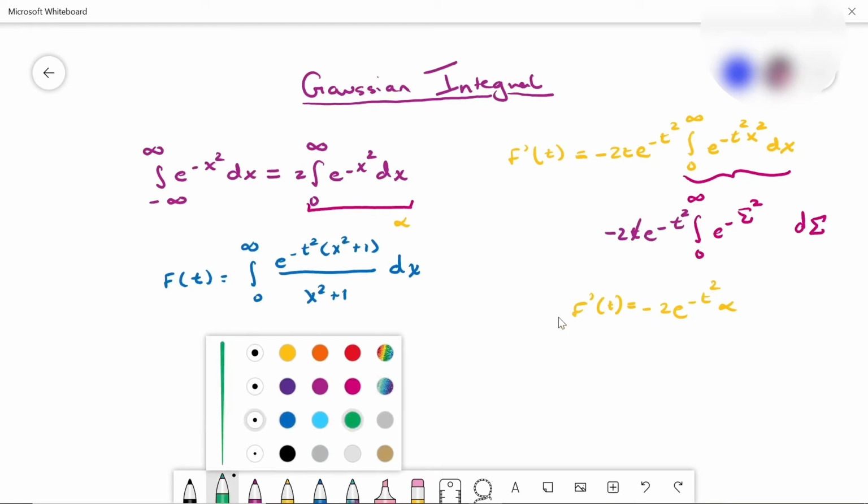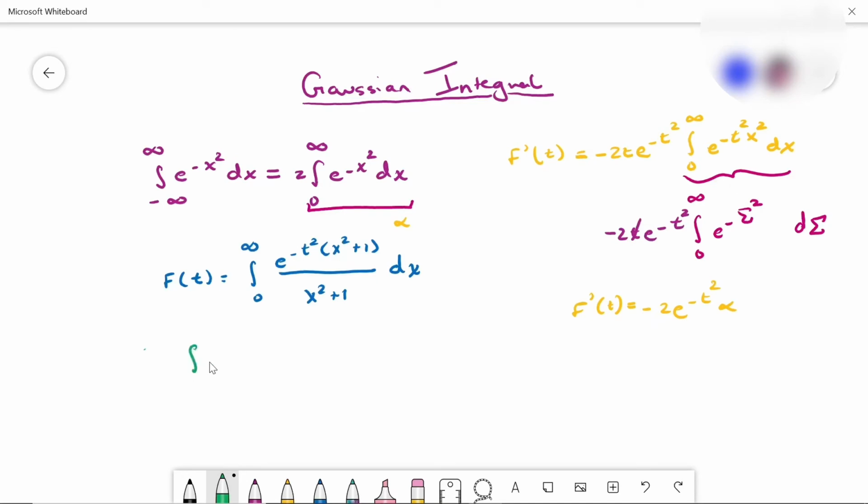Cool. So now we're just going to take the integral of both sides. So we're going to integrate the derivative of f of t from 0 to infinity dt, and we're going to integrate this thing here from 0 to infinity. So minus 2 e to the minus t squared dt times alpha. Now the alpha is outside because this thing here doesn't have anything to do with t. It doesn't have any variable t, so we can just move that outside and keep it outside.